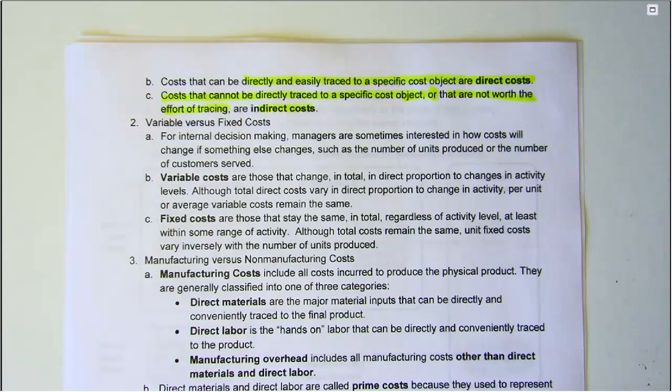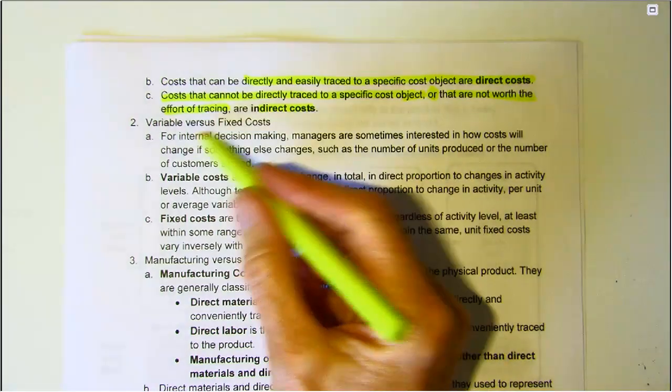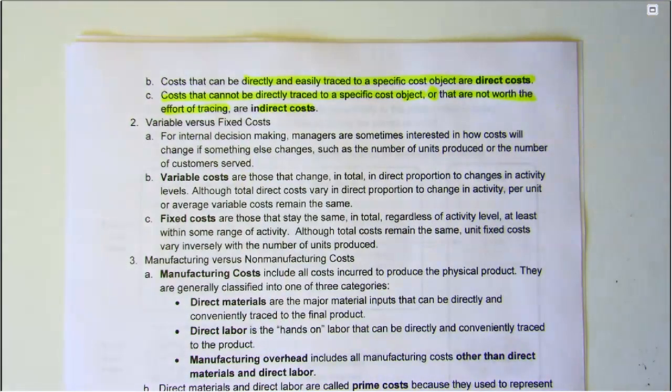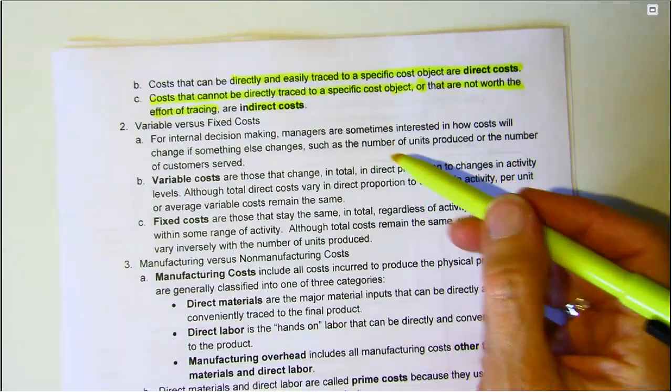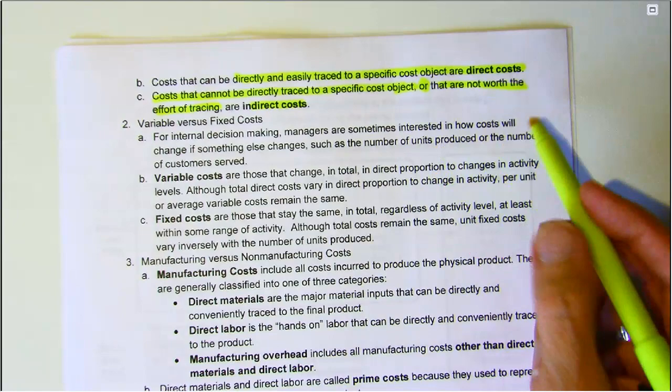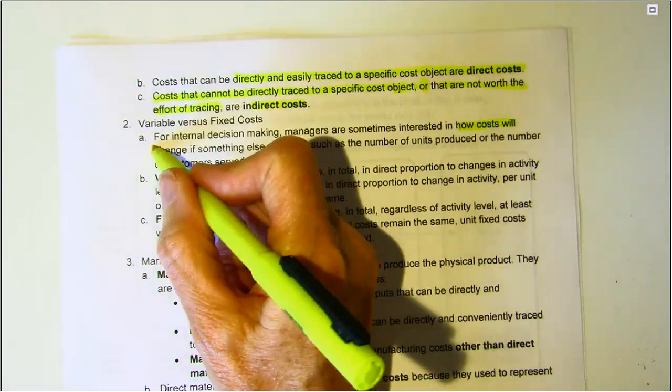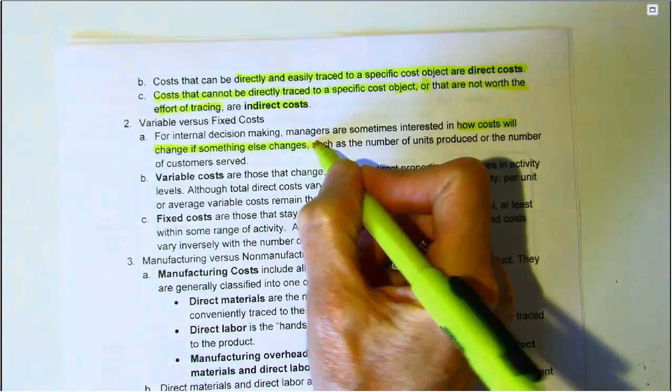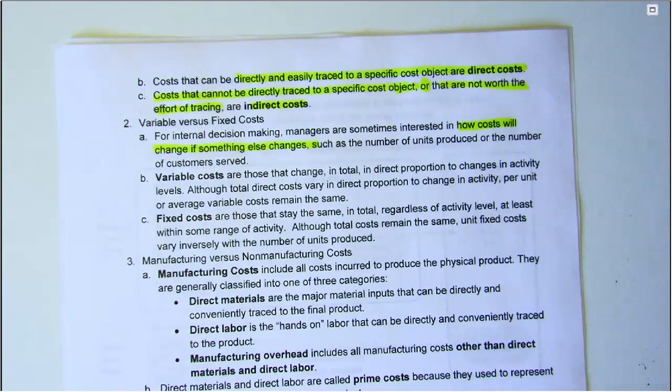Okay, second category, and that's variable versus fixed costs. And we're going to be using these quite a bit during the course of the semester, especially when we do cost, volume, profit analysis. So this will be really important. It says for internal decision making, managers are sometimes interested in how costs will change if something else changes. In other words, cost behavior.